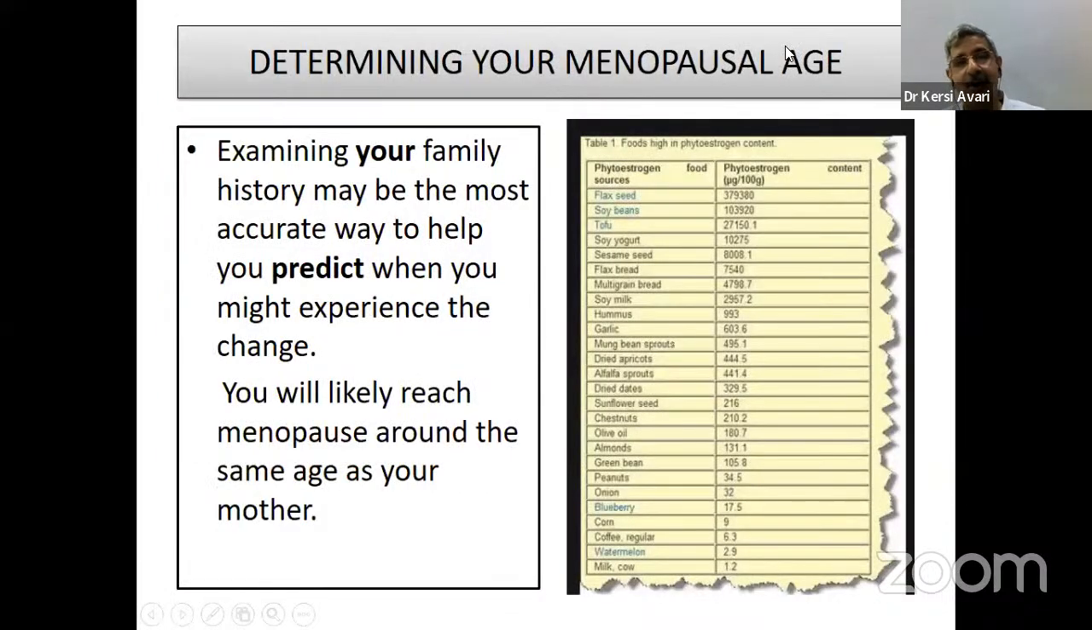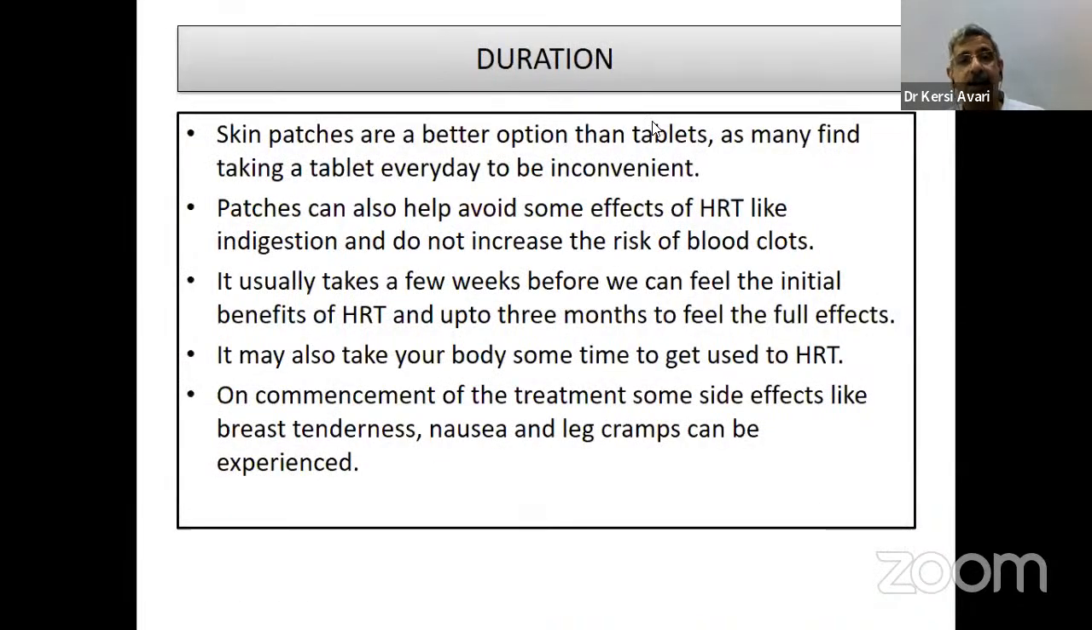Now, how will you determine your menopausal age? Well, your family history is the best. You will reach menopause at the same time your mother reached. It's been said that way. And these are the food materials which are high in phytoestrogen content. It's more like, I would say, a vegetable and spinach diet mostly. Garlic, fruits, apricots, and a dry-fruit-rich diet. So it looks like a very wealthy diet. Then skin patches, estrogen patches, micro release.